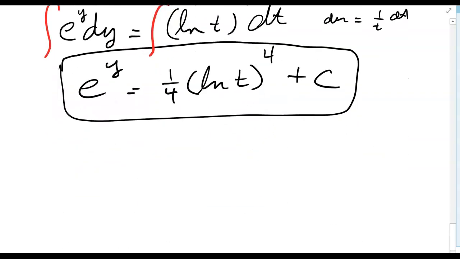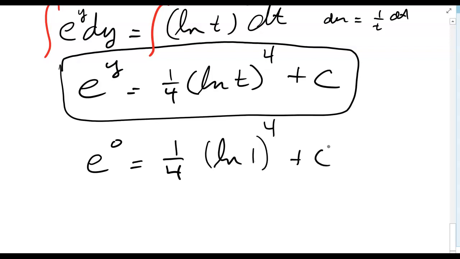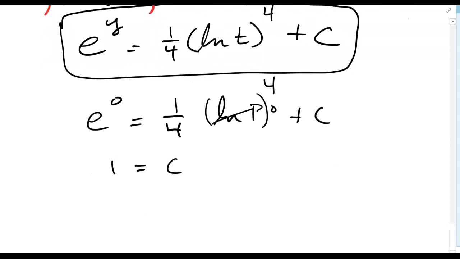So it might be best just to leave it like this until we finish it, because we need to solve for c. To finish it, well, we just said y is 0 when t is 1. Right, so 1, you can see how quick this comes out. ln 1 is just 0, so that's just, yeah, c equals 1. So now I can plug it into my general.